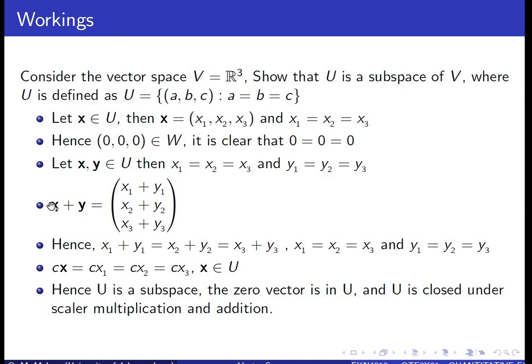Alternatively, I could have just multiplied x plus y by c, and in that case I would have also achieved closure under scalar multiplication, and we conclude that U is a subspace, right? A subspace in the sense that the zero vector is in U. U is closed under scalar multiplication, and it is also closed under addition.